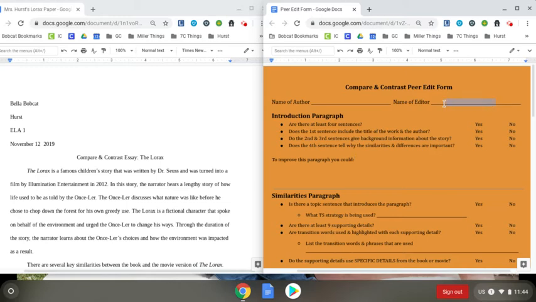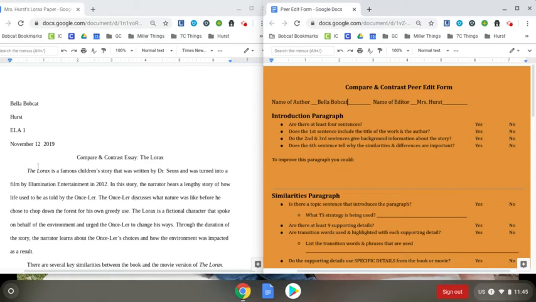You will put your name in for editor. So since I'm going to edit this paper, I'm going to put Mrs. Hurst as the editor. And then the author of the paper is going to be the person you're peer editing for. So in this case, I've got Bella Bobcat. Now, Bella shared her paper with me as can comment, as is instructed on the board. That's so that I can make comments about the document, but I'm not actually editing it for her. And then I'm going to break this down piece by piece since I've already read through it once.